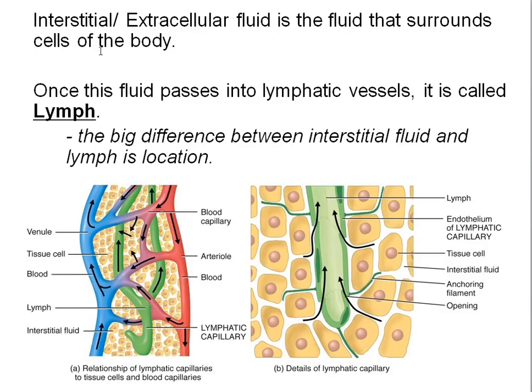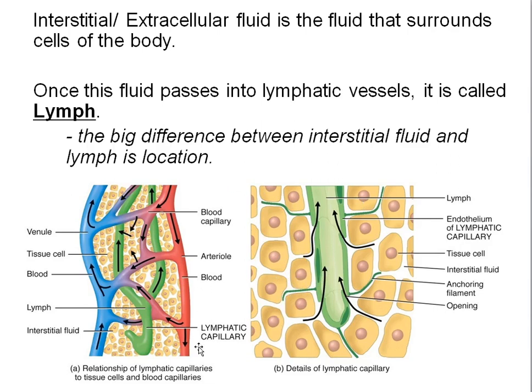So our interstitial or extracellular fluid is the fluid that surrounds each of the cells of our body. Once the fluid passes into a lymphatic vessel, we call it lymph. So there's no difference in the actual chemistry or makeup of our lymph and our interstitial or extracellular fluid. It's just the location that's different. So it's the same fluid, just in a different location. Once it moves into a vessel, we refer to it as lymph. Before it's in that vessel, we call it interstitial or extracellular fluid.